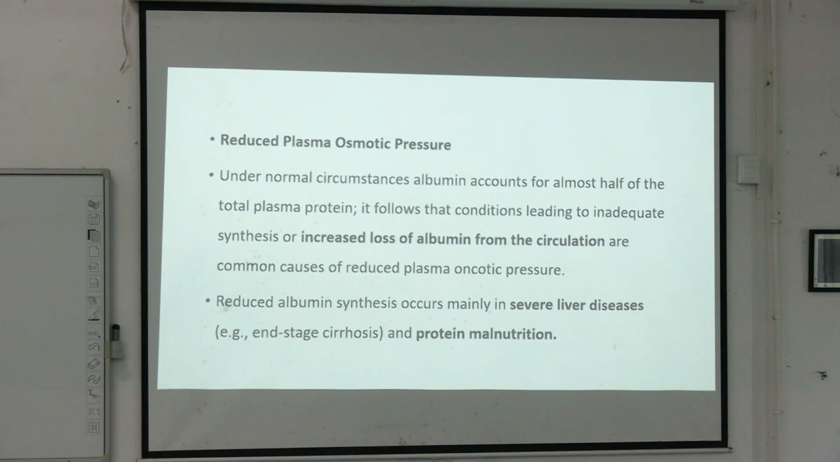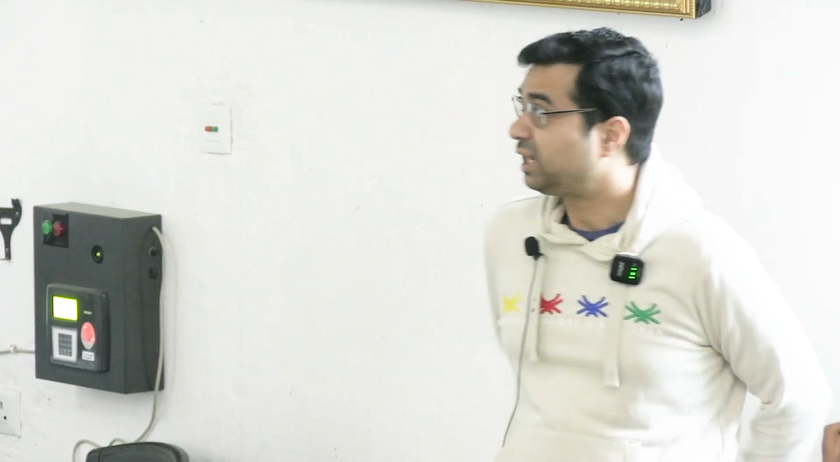Reduced albumin synthesis occurs mainly in severe liver disease and protein malnutrition. Plasma osmotic pressure is due to protein, and the main protein in our body is albumin. So plasma osmotic pressure is mainly due to albumin. An important cause of albumin loss is the nephrotic syndrome, in which albumin leaks into the urine through abnormally permeable glomerular capillaries. So nephrotic syndrome is one of the causes.